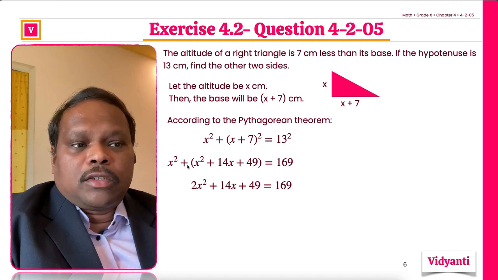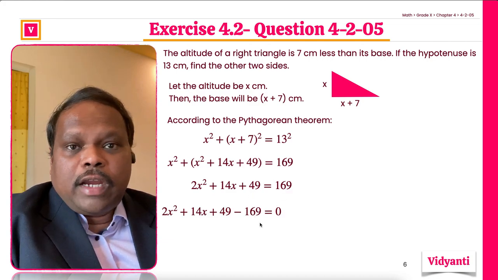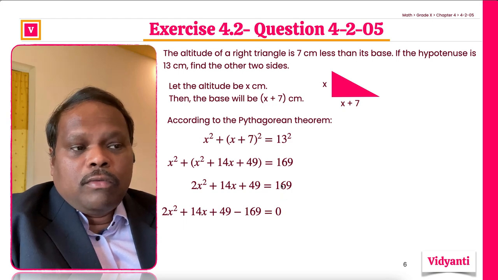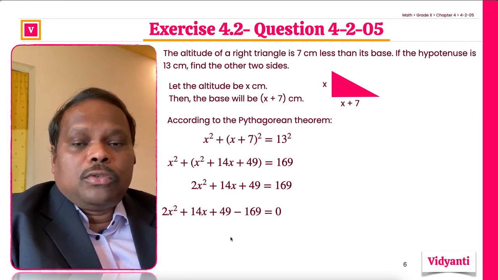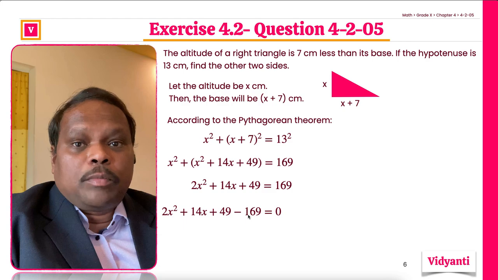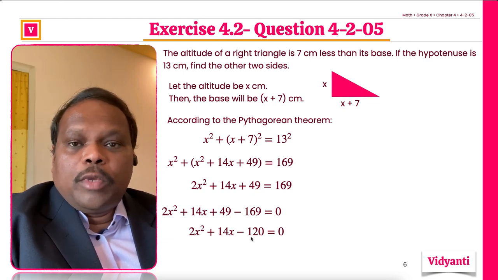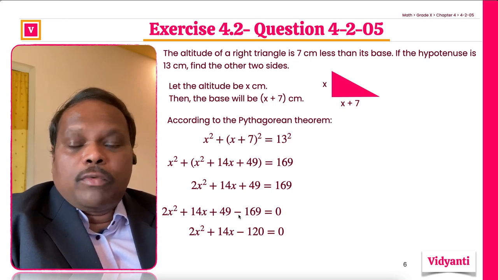So now let's simplify this. x square plus x square will become 2x square, and now we can transfer this 169 to this side, so that on the right hand side it will become 0. When we transfer this 169, it will become negative, and now we come close to the quadratic equation ax square plus bx plus c in that particular format. 49 minus 169, we are trying to subtract a bigger number, so the final answer will be negative, and the numerical value will be the difference between these two numbers. So it will come out to be negative 120, because the difference between these two numbers is 120, but we subtracted the bigger number, so that's why it will be negative.